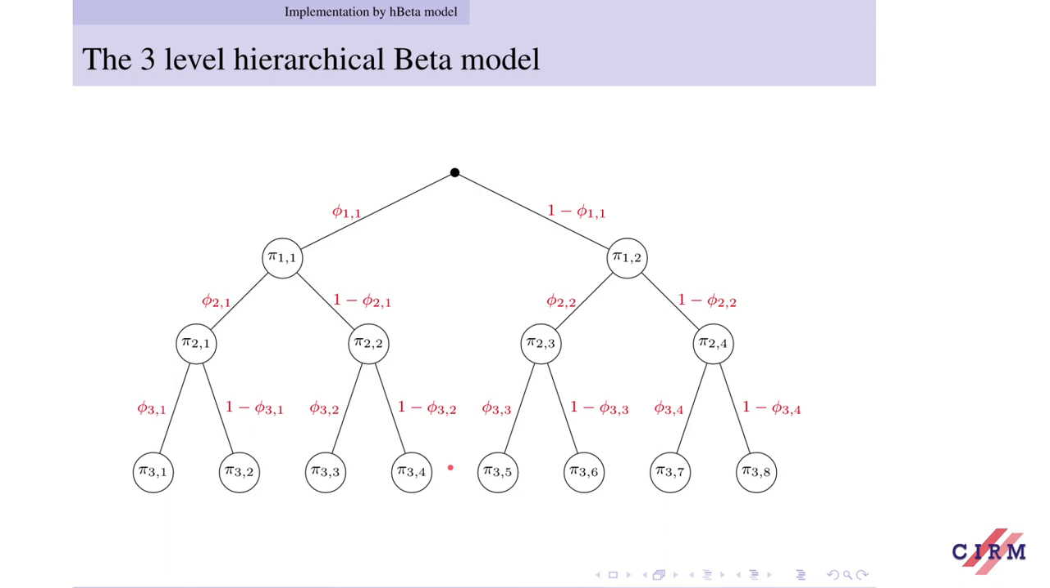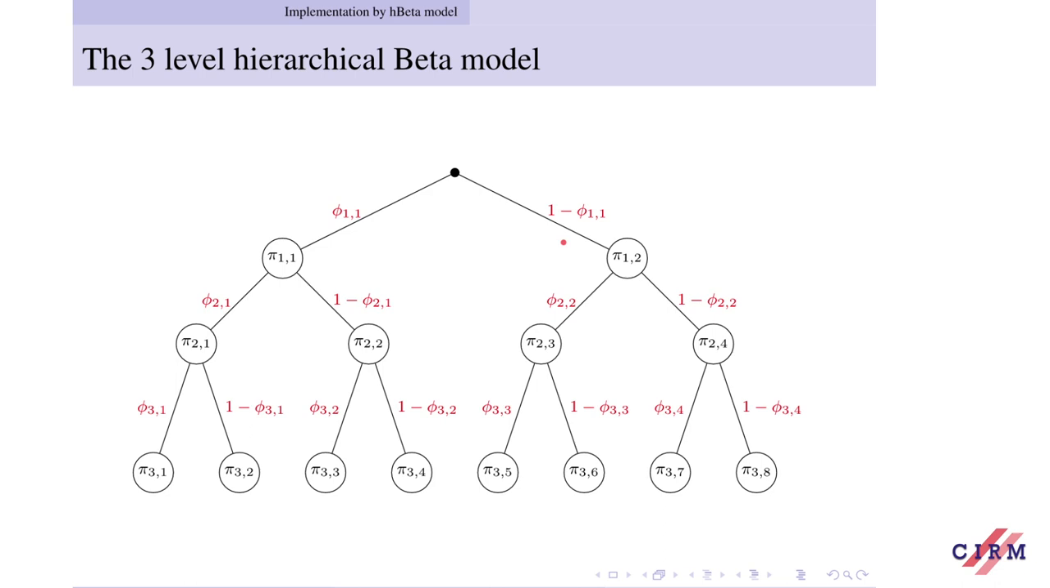So this is a three-level tree. The first, phi 1,1, gives you the random distribution of going either to the left part or to the right part of the first partition. Given that we go to the left, we can again go either to the left or to the right. This probability is phi 2,1, and this is 1 minus phi 2,1, et cetera, et cetera.